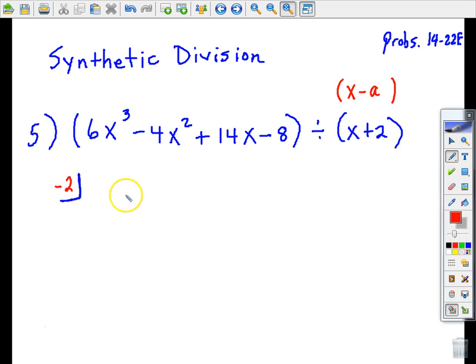Okay, to the right of the house, I'm going to write the coefficients and the constant of what I'm dividing into. So 6, negative 4, positive 14, negative 8. Notice I'm not using any variables in synthetic division, just the coefficients and the constant. I'm also being very careful, just like we talked about earlier, that I'm not skipping over any exponents. So I started with 3, then I went down to 2, then to 1, and then the constant.